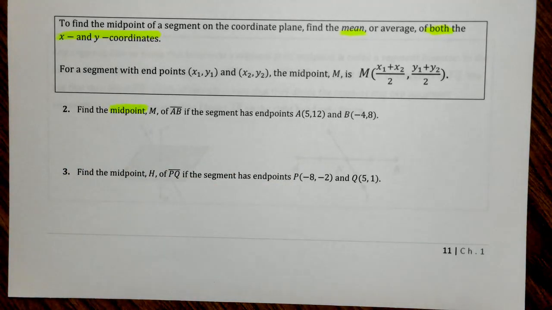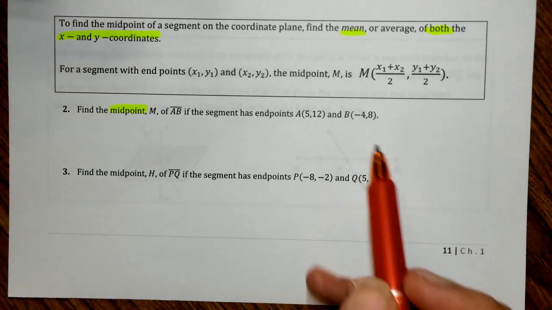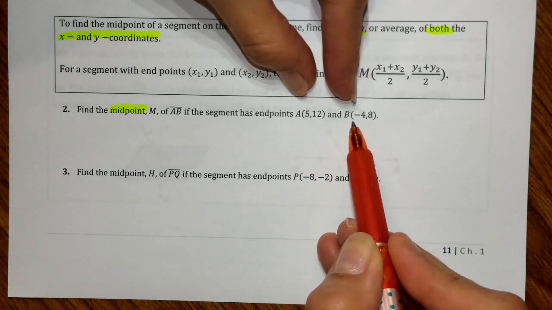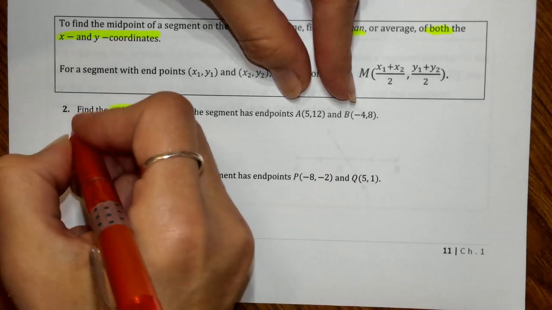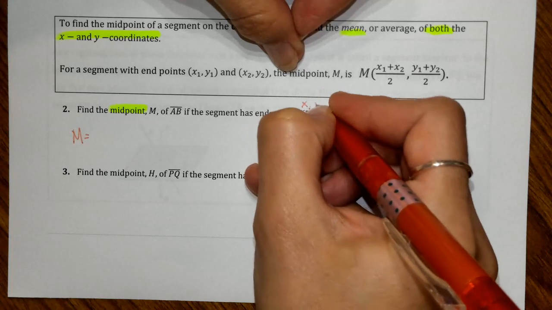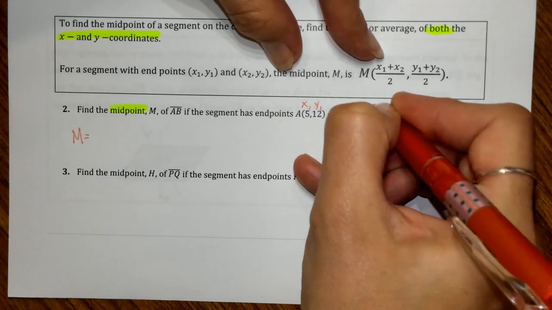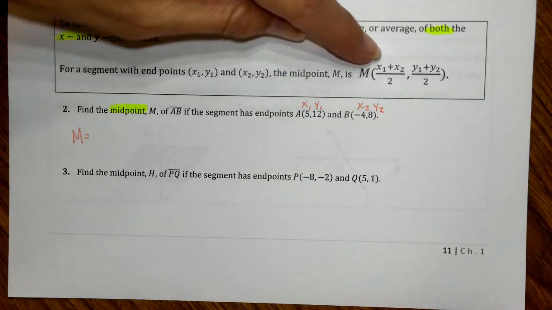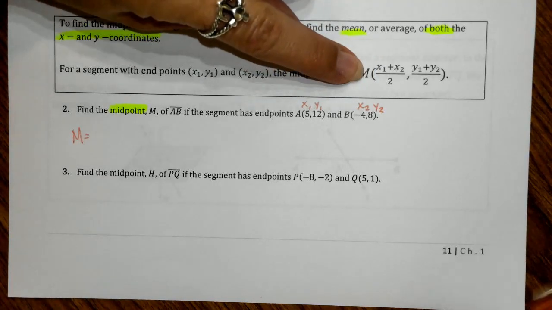Okay, so we know we're looking for halfway. We're going to find the midpoint of segment AB if these are our 2 points. Let's plug it into our formula. Label our x1, y1, x2, y2. It's less likely to make a mistake putting it into this formula.